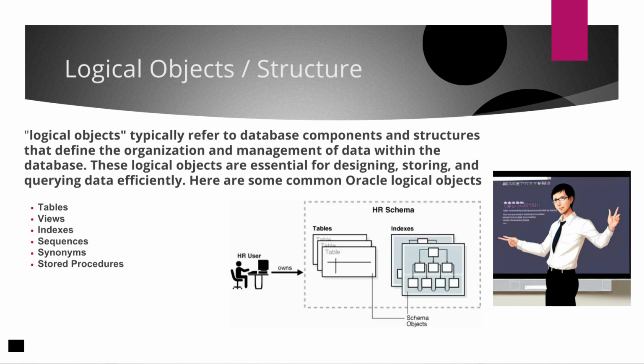First one. Tables are a fundamental component of relational database management systems (RDBMS) and are used to store structured data in a tabular format. In a relational database, data is organized into tables, where each table consists of rows and columns. Here are detailed explanations of the key aspects of tables in a relational database.